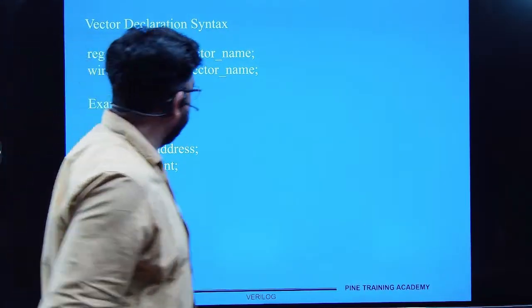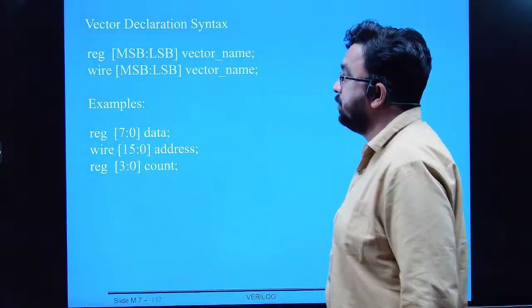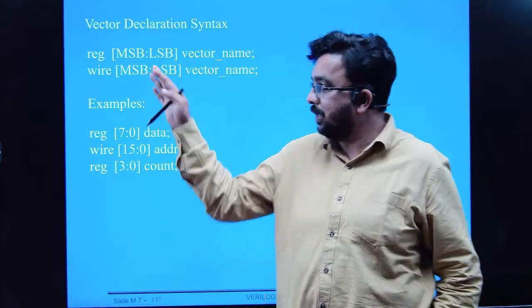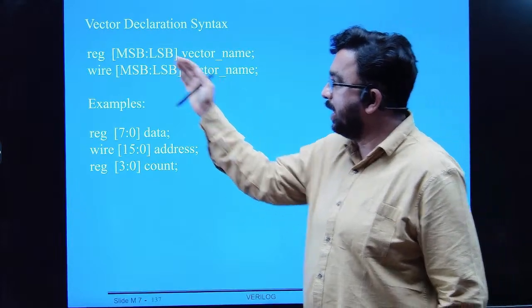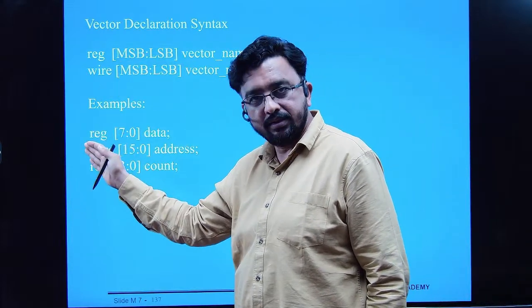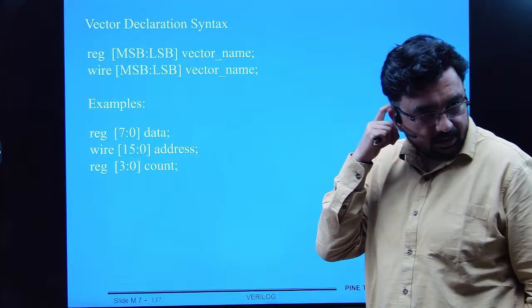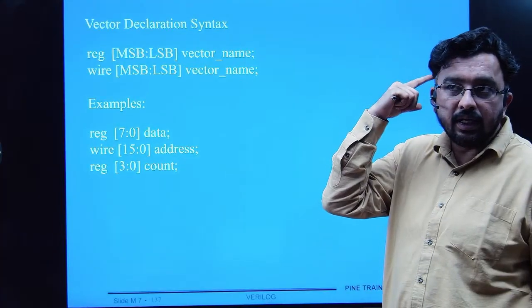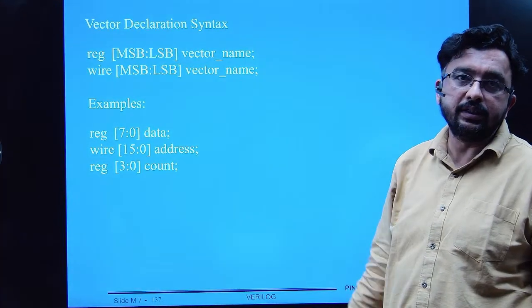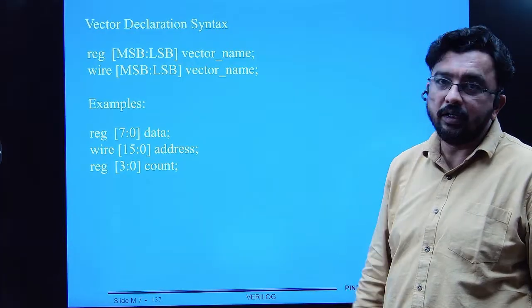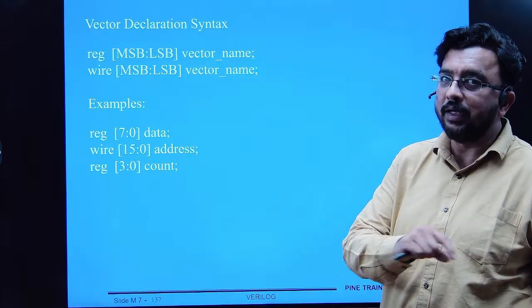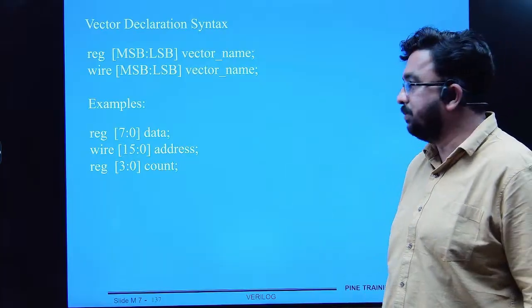Next, simple syntax. This is basically a syntax. In the next slide you will see what MSB and LSB are. Okay, so reg, wire, integer. Sorry, I think we cannot declare integer as a vector, because an integer is itself a range. So I am sorry for this.